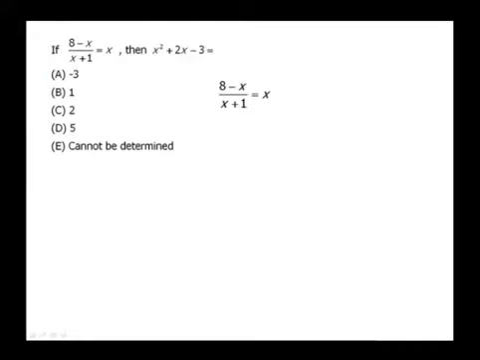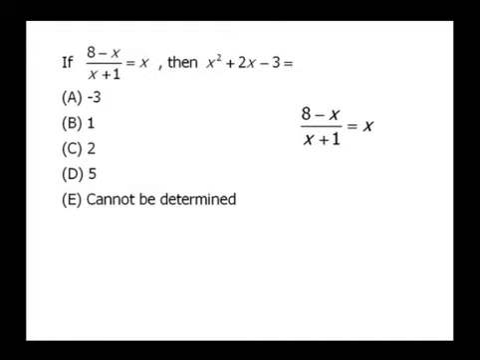Okay, let's place our equation over here. And we'll begin by multiplying both sides of our equation by x plus 1. Now at this point, you might feel tempted to try to solve this equation for x. But this is unnecessary. Instead, let's add x to both sides.